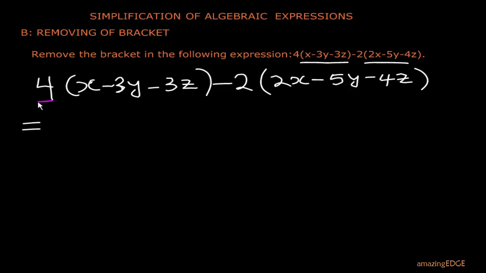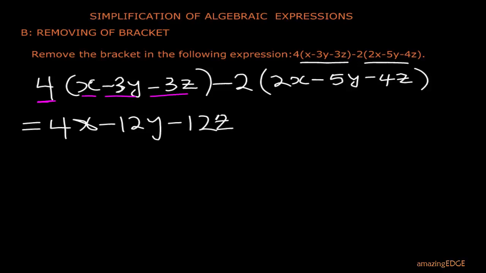So we have that 4 times x will give us 4x. Next, 4 times minus 3y will give us minus 12y. We'll put it down. Next is 4 times minus 3z. Remember that 4 times minus 3 will give us minus 12, and 4 times z will give us z. So that's how we get minus 12z. We are done with the first bracket.